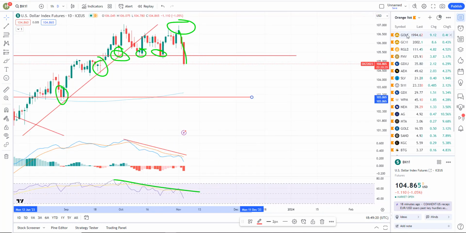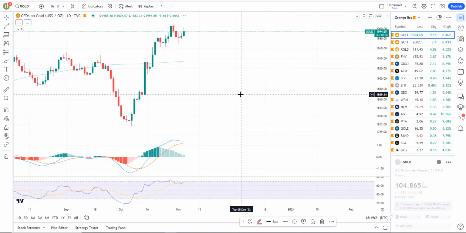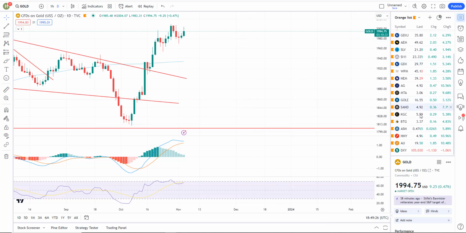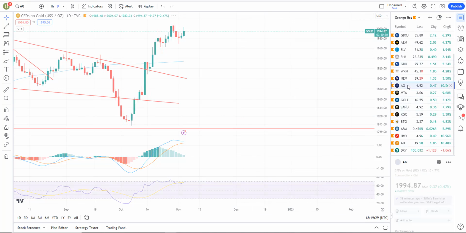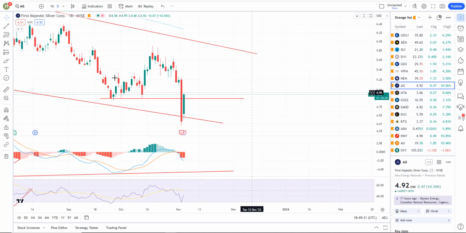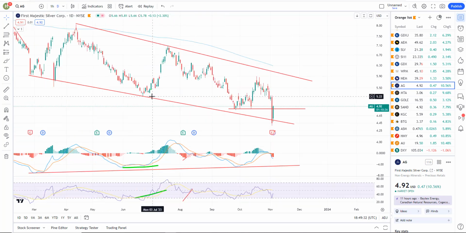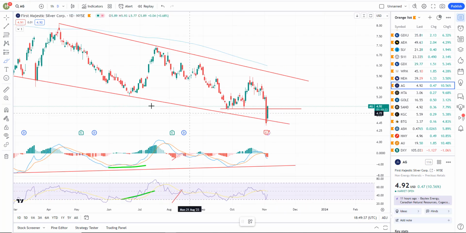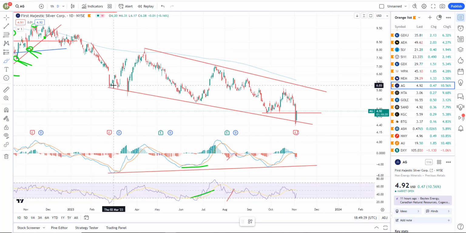So keep an eye on that. And then gold is another thing. If the dollar's falling, gold should be rallying. We're seeing the miners rallying very strongly today. In the private member group, I pointed out this one yesterday, AG. It had earnings yesterday, and it tanked on earnings. It was down quite a bit, but it was falling right to key support.